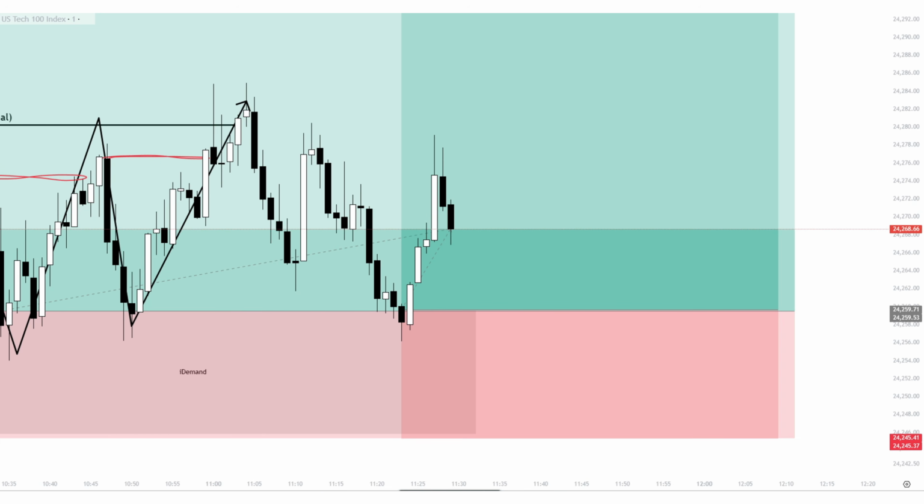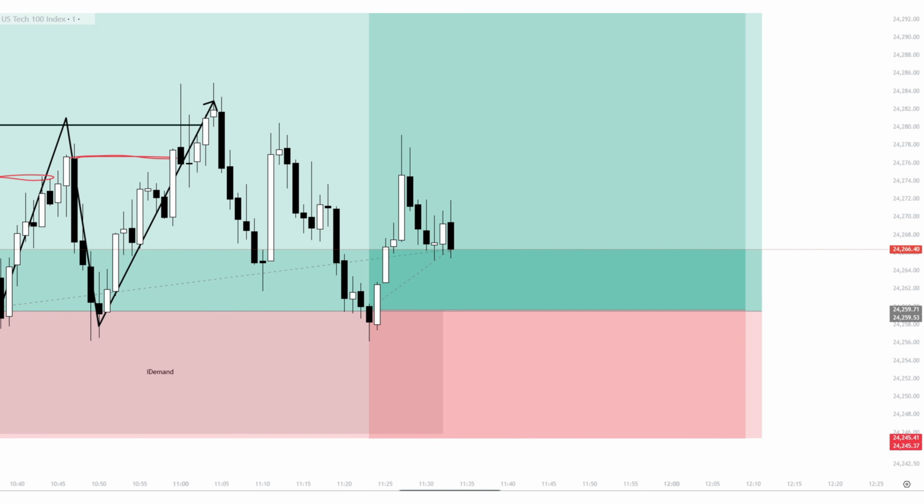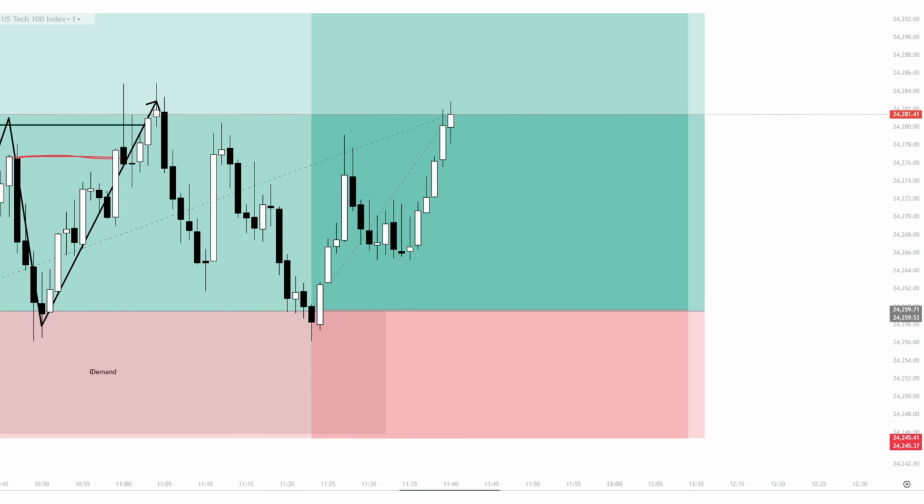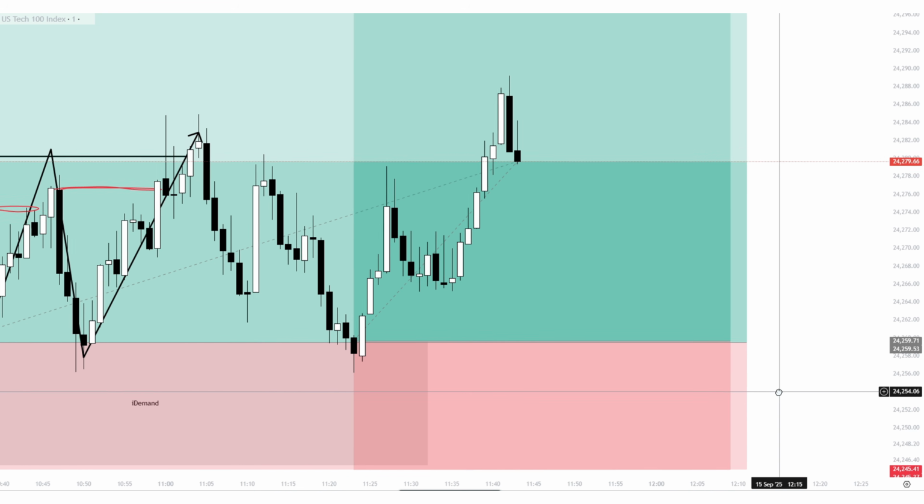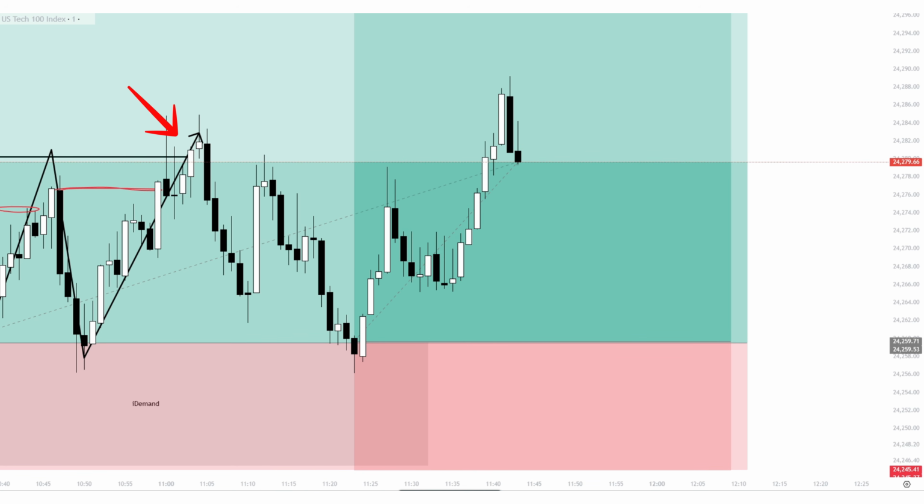We got the bounce from the external demand, a pullback followed, and a break of the past high. So right now both trends are aligned, the external trend since we've broken the swing high a couple minutes ago. Then we also have an uptrend on the internal structure, and if you don't understand why, let's explain.